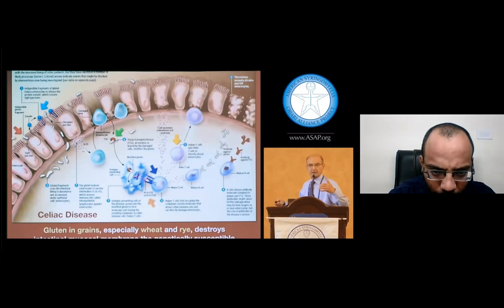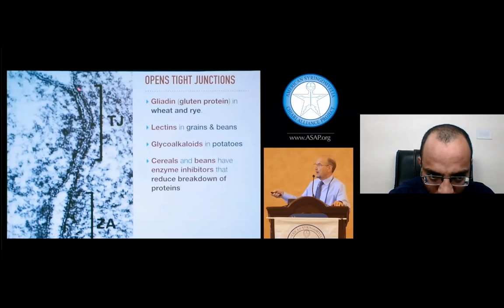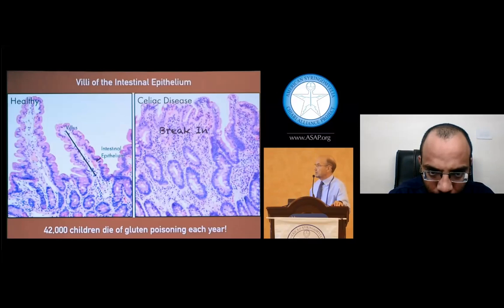You've heard of leaky gut. It's not that our insides are leaking out; it's that the bad outside world is leaking in. It's getting into us, if you will. So again, people with gluten allergy: gluten is in grains, especially wheat and rye, and it destroys the internal mucosa. Fortunately, we have these tight junctions right in the gut. The gliadin, the gluten protein, can break into it. Lectins in grains and beans can break in, as can glycoalkaloids in potatoes, and they also inhibit the breakdown of bad things, if you will. So what happens to the gut?